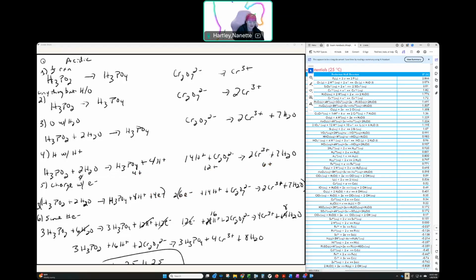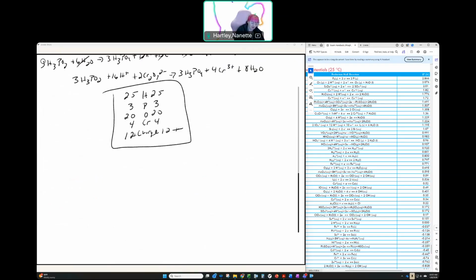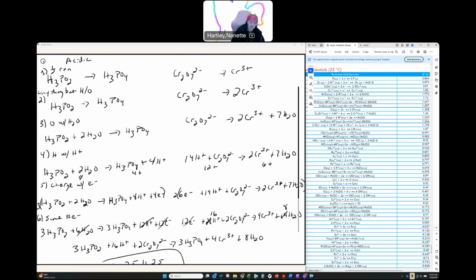Now the next thing I have to do is make the electrons the same. They have to have the same number of electrons. So since I have 6 in this half reaction, and I only have 4 in this half reaction, I need to multiply both of those to get to 12, my lowest common denominator. So I multiply this by 3 and this one by 2 to make that happen. So if we slide this up a little bit, hopefully I can do that. Oh, too far. Sorry.